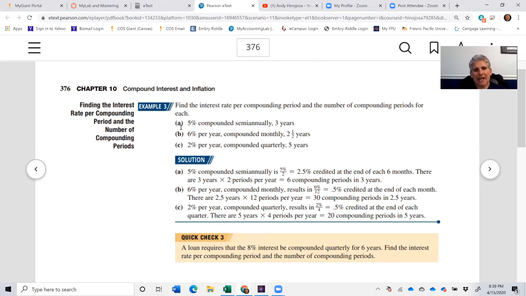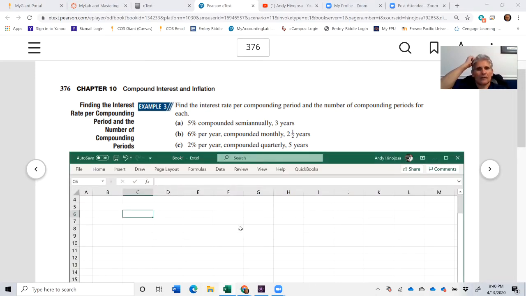The example A, we'll go ahead and try to solve it first. Pause it, don't look, I'll hide it. Okay, so remember, divide and multiply. Find the rate per compounding period and the number of compounding periods for each. So for A, we're going to take 5% and we're going to divide it by what? The compounding, it's semi-annually, so that means divide by 2.